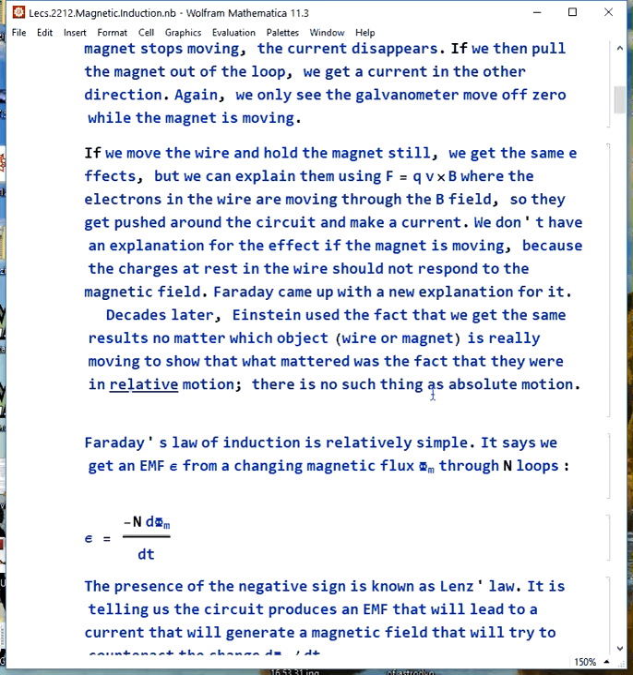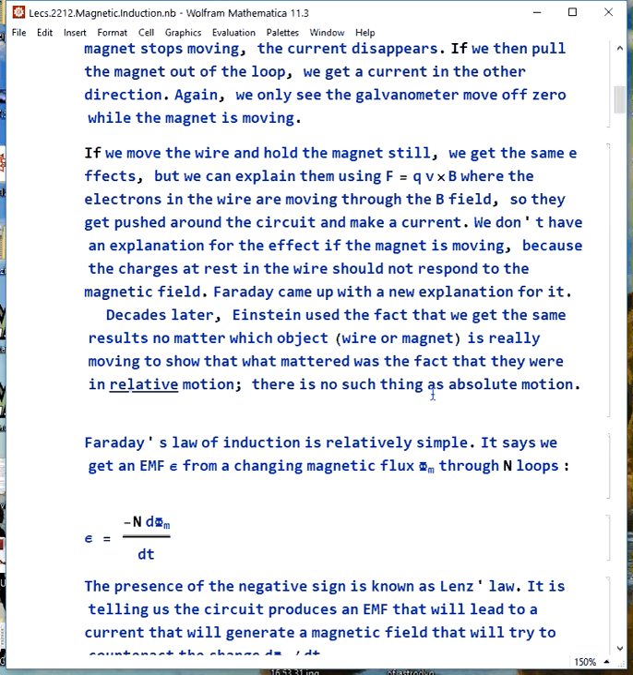There we can explain this using our F equals qv cross B, because the electrons in the wire are moving through this magnetic field, so they get pushed around the circuit, and that gives us a current. The thing we don't have, or at least they didn't have in the 1800s, is an explanation for why this should happen if the magnet is moving, because then the charges in the wire are at rest and they shouldn't respond to a magnetic field.